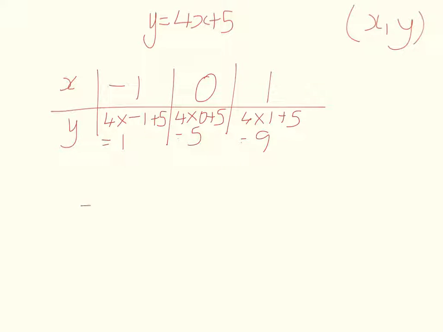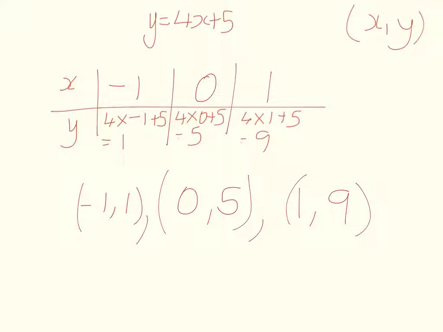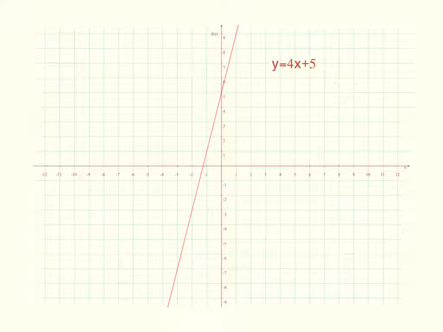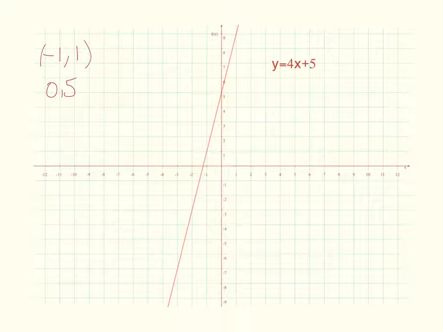So these coordinates are -1, 1. I'm just reading the x and the y coordinate. 0, 5 and 1, 9. So I have input my x values into the equation to find out the y values, and then I've just plotted them as coordinates. And here I'll just rewrite again the coordinates I've written: -1, 1, 0, 5 and 1, 9.